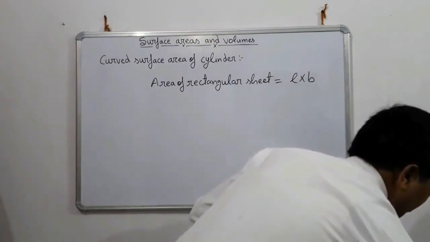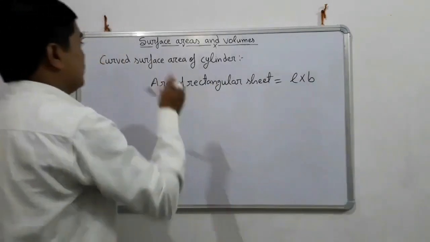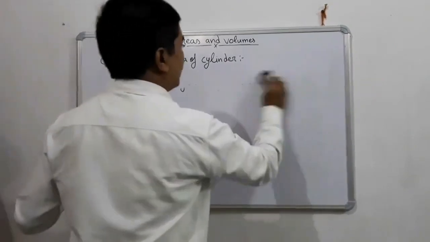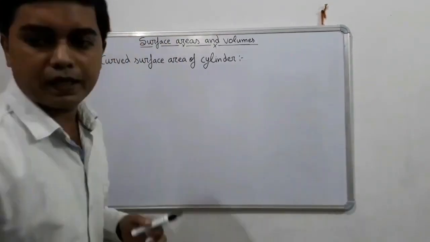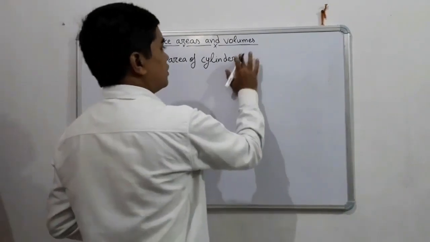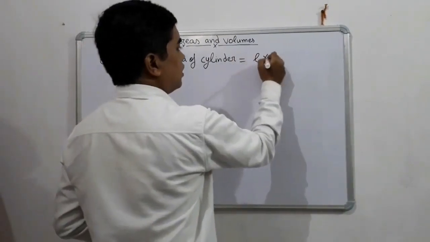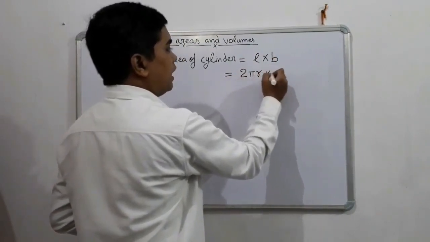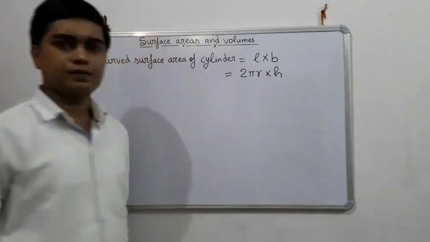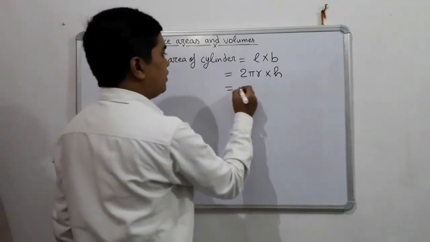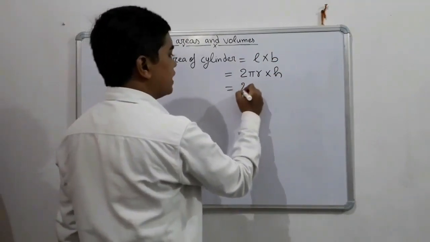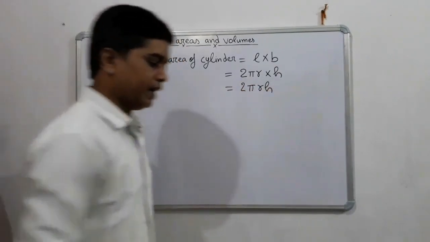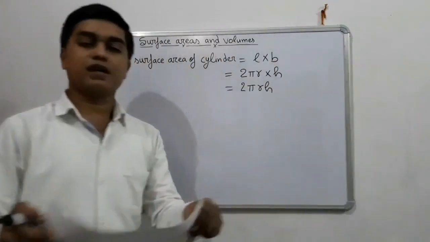Then when you will find curved surface area of cylinder, then again you will write length into breadth, but here length is 2 pi r and breadth is height. Okay, so the formula for finding curved surface area of cylinder will be 2 pi r h. Okay, so this is curved surface area.